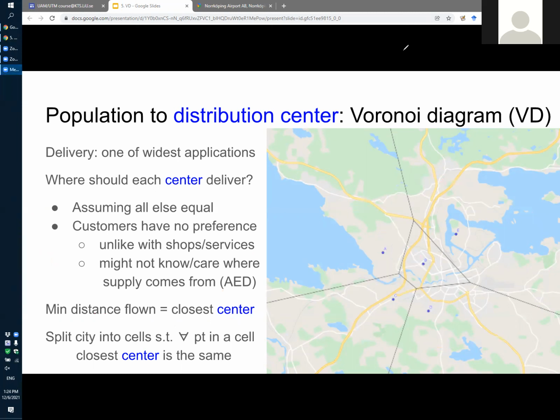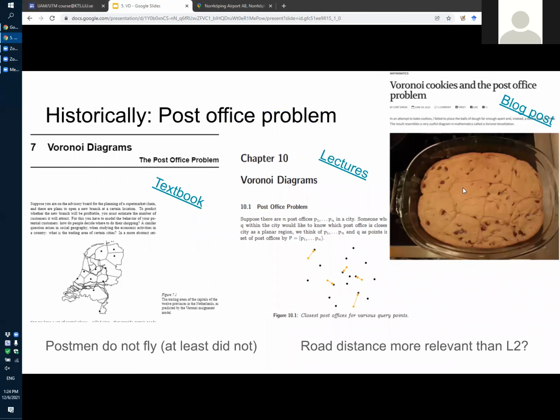So that's the question: how to split the city or the area into such cells, and the answer is given by something called the Voronoi diagram. Voronoi is the name of a person, and the Voronoi diagram is a very widely used tool in various domains, but in particular for understanding where the areas for different service centers should be. It has quite a long history. You can see it in many textbooks and lectures and even in blog posts. It has been known historically as the post office problem.